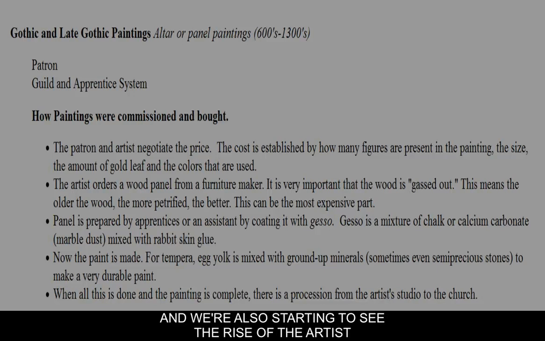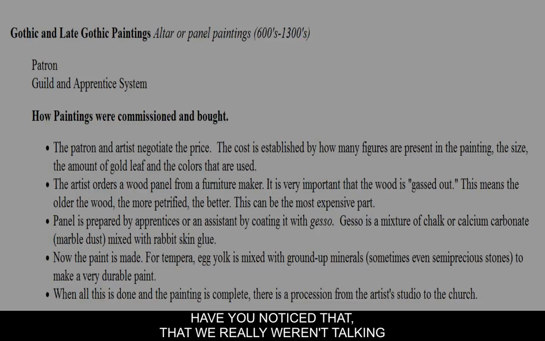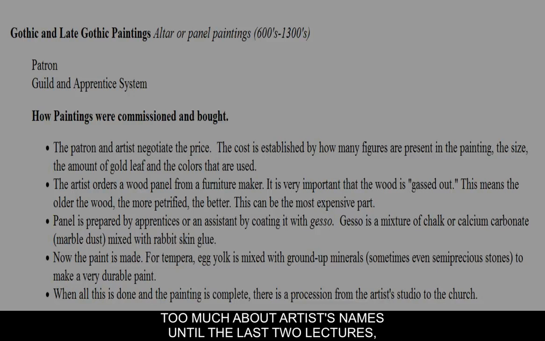And we're also starting to see the rise of the artist as an important figure in the late Gothic and early Renaissance world, and we start really knowing artists' names. Have you noticed that we really weren't talking too much about artists' names until the last 2 lectures, and the tail end of the Gothic period, we start having giants of art like Cimabue and Giotto, and we're going to study them in a little bit more depth in a little bit.